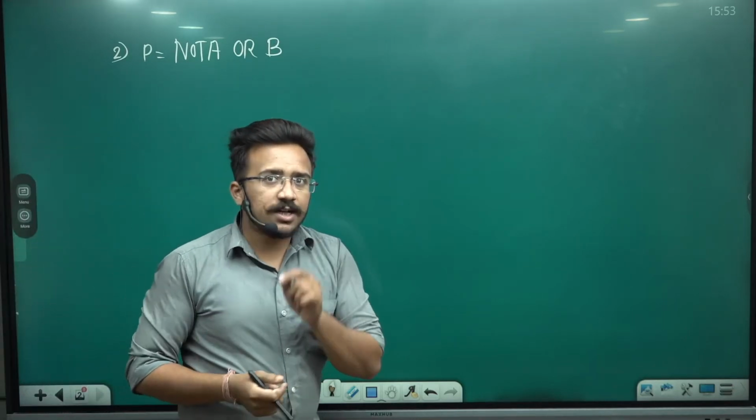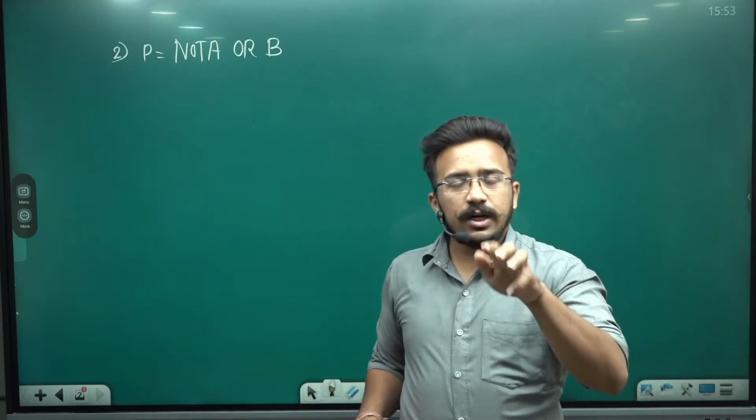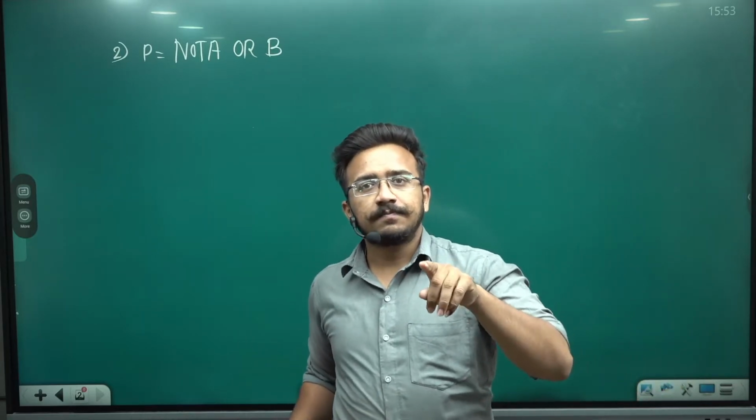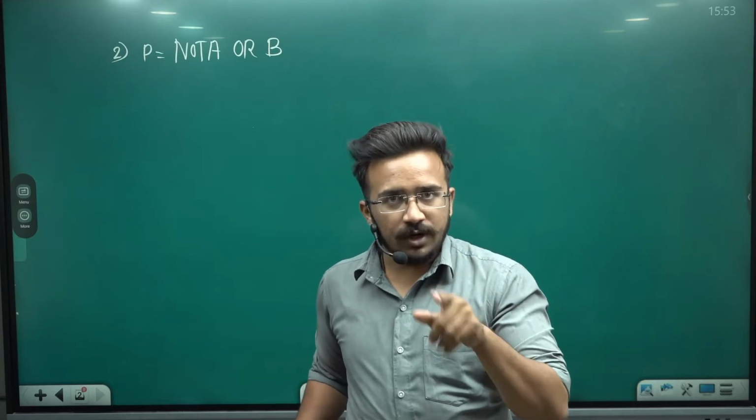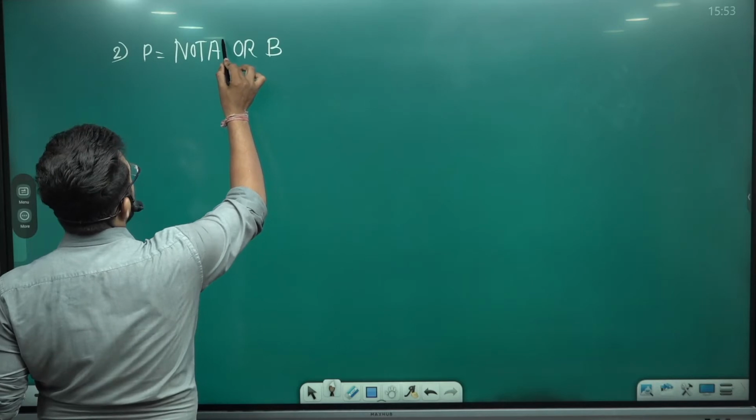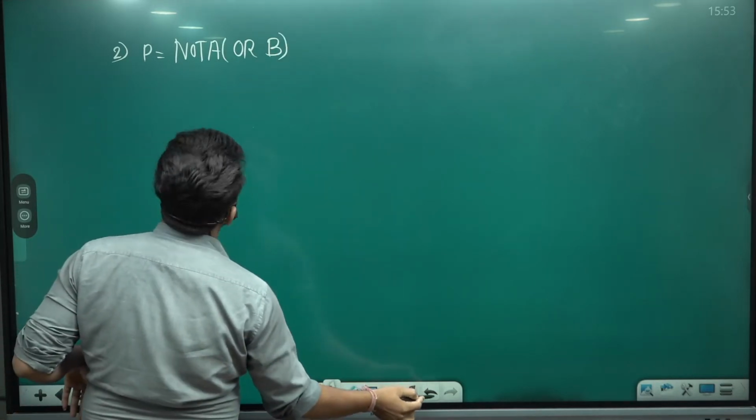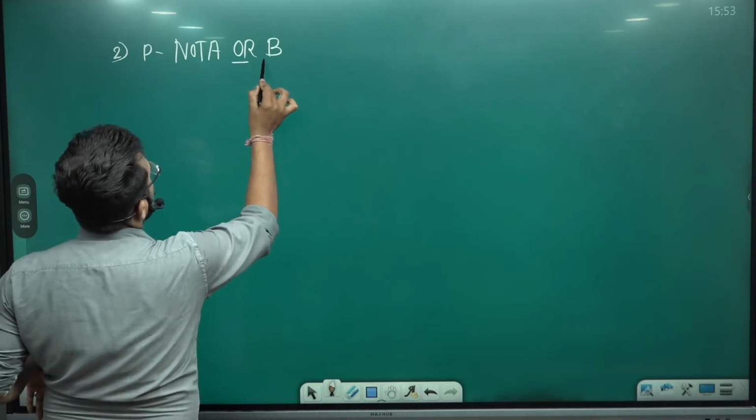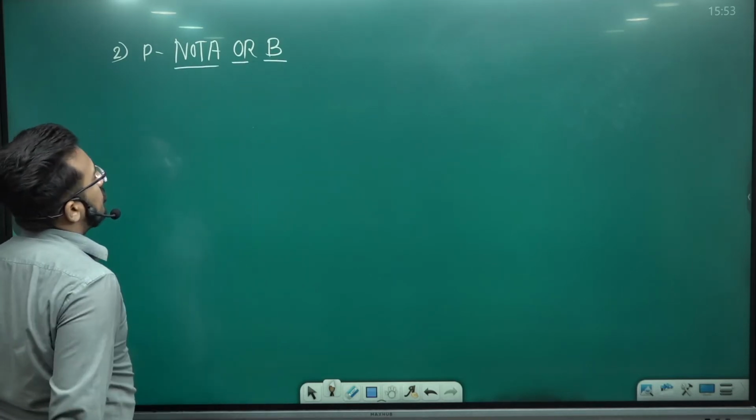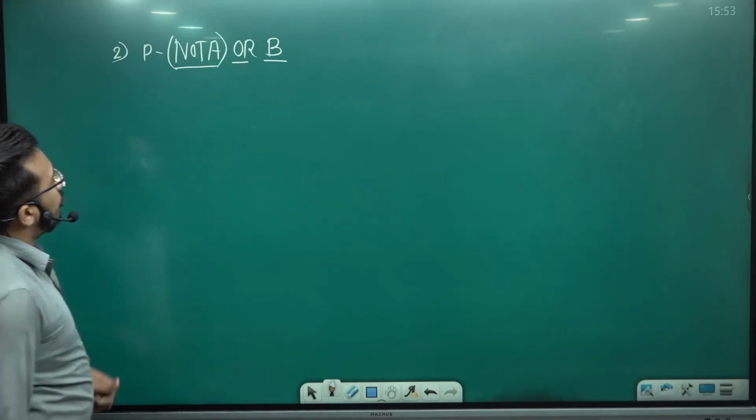You don't need brackets over here, right? The reason is, just think about the OR gate. How many inputs does an OR gate require? 2. An OR gate requires 2 inputs. So here, for OR, the first is this and the second one is this. We can say not A or B.